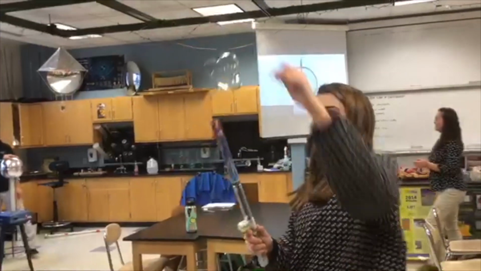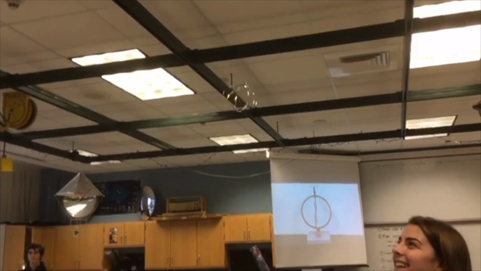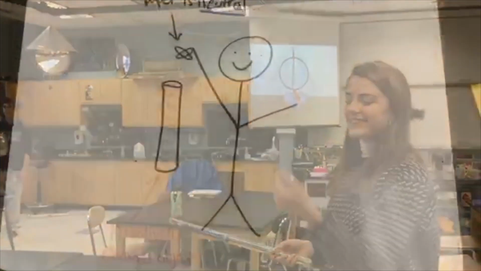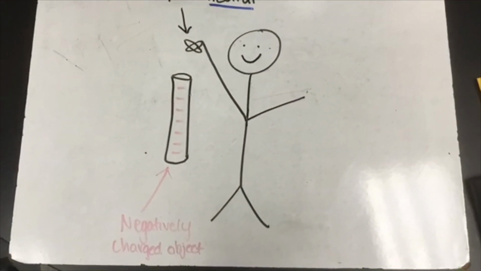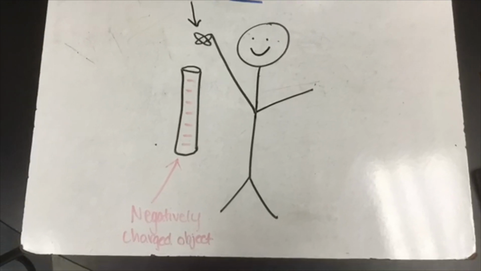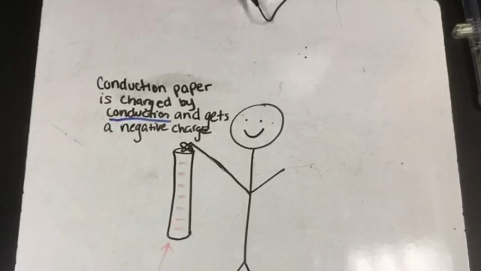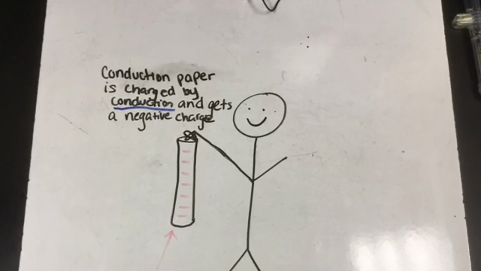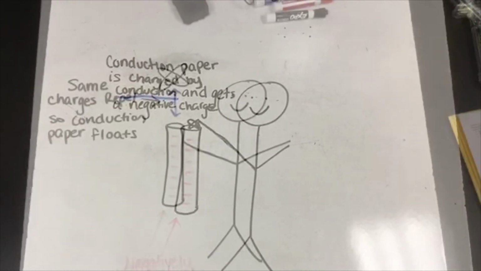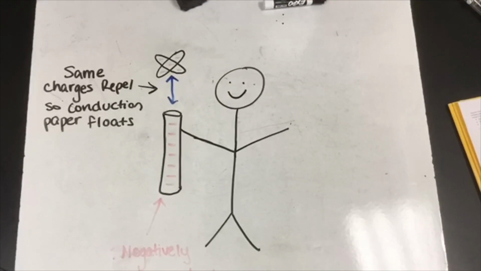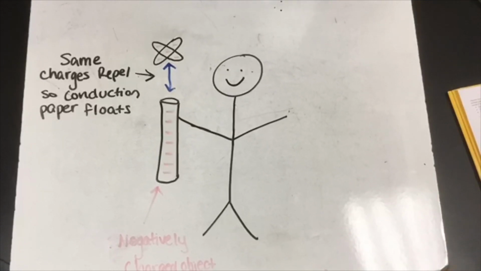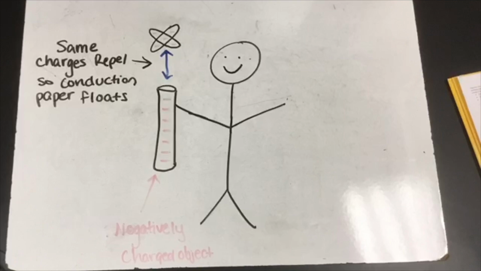I used the negatively charged object to make the conduction paper float in this experiment. The conduction paper started out neutral, meaning it had no charge, unlike the stick, which was negatively charged. The conduction paper is charged by conduction and gets a negative charge. The conduction stick and the conduction paper both have the same charge of negative, so they repel when the paper floats.